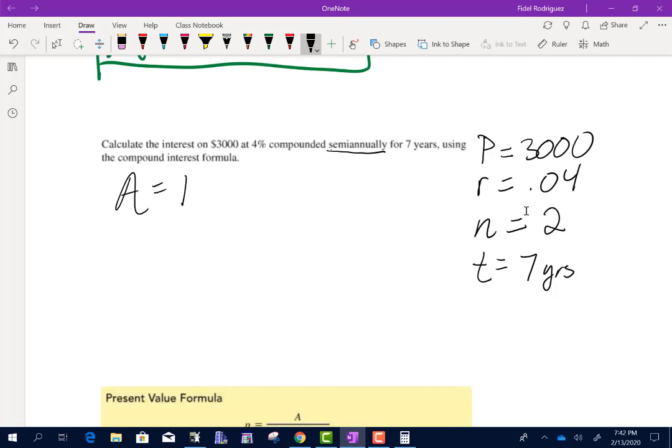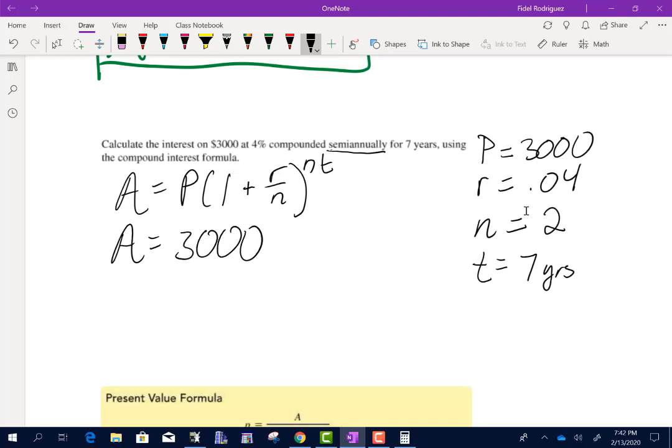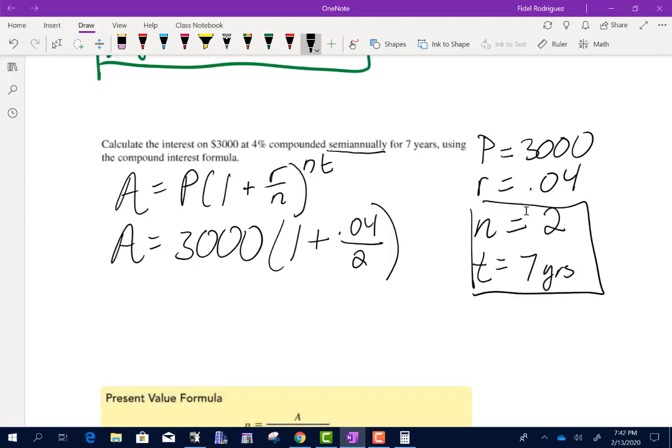So again, first thing I'm going to do, I'm going to write down my formula. Okay. And then the next thing we're going to do, guys, we're going to just do a little plug and chug. So we're going to go 3,000 times 1 plus my interest rate 0.04 over 2, raised to the power n times t. So remember, we're going to take these two numbers here and multiply them. I know that 2 times 7 is going to give me 14, okay? And again, I'm just doing that right now so that I can go ahead and do my plug and chug.